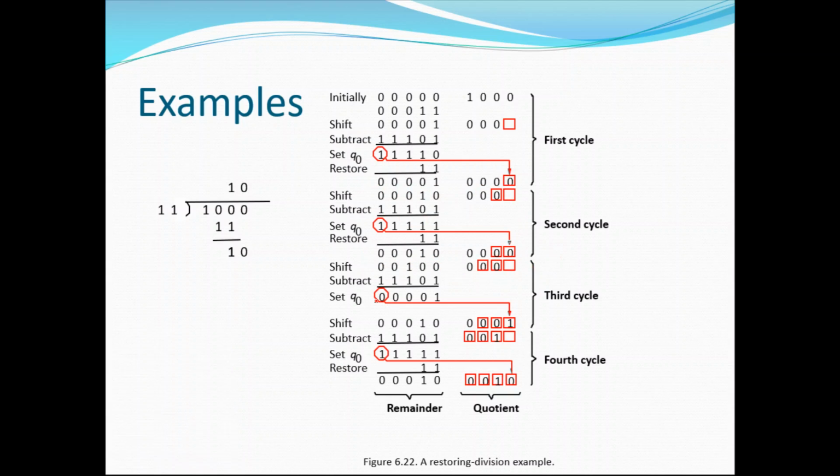So this 0 will go out. This 0 comes here. This 0 comes here. This 0 comes here. This 1 will come here.